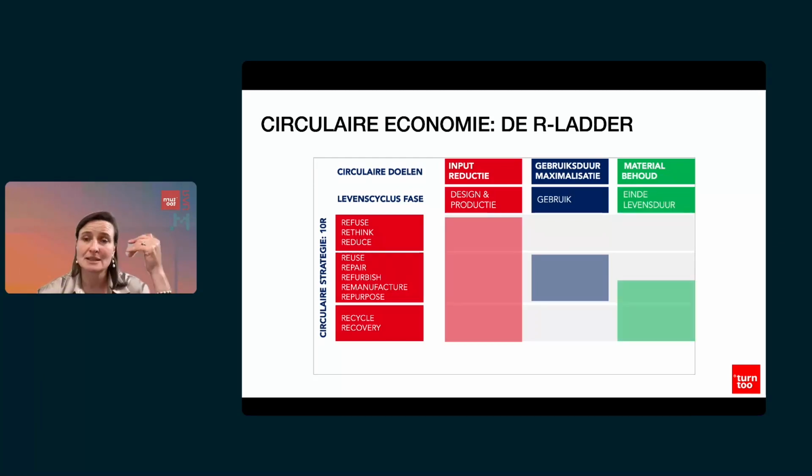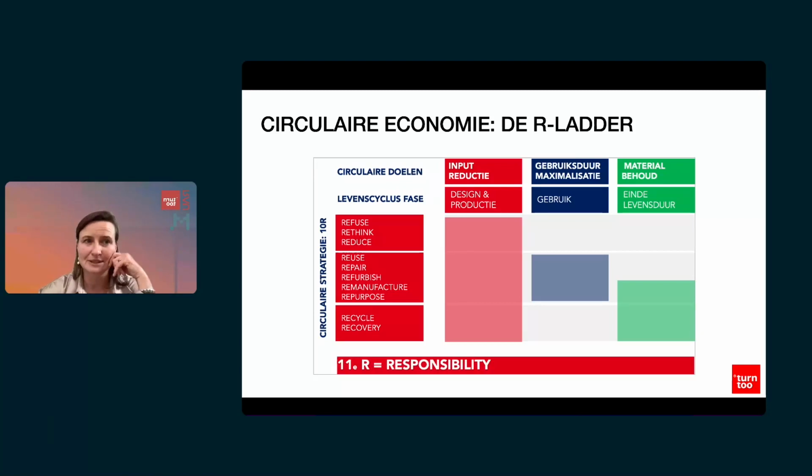And in the end, the people who are busy with material harvesting, like recycling companies, but more and more so marketplaces for reused materials, they are much more in the lower steps of the R ladder, as we call it. And all that together means that we need an 11th R, which is the R for responsibility. We really have to take responsibility for everything we make.